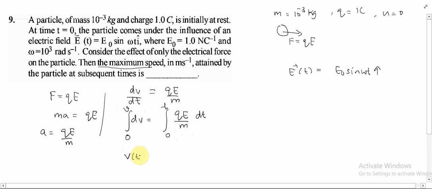So we can write v(t) = QE/m. But before that, we have to find this electric field. This electric field is actually a function of time. So before integrating, you have to substitute the value of the electric field. So this will be the integral from 0 to t. Q and m are constant, you can take them outside, so this will be (q/m) into E0 sin(ωt) dt.